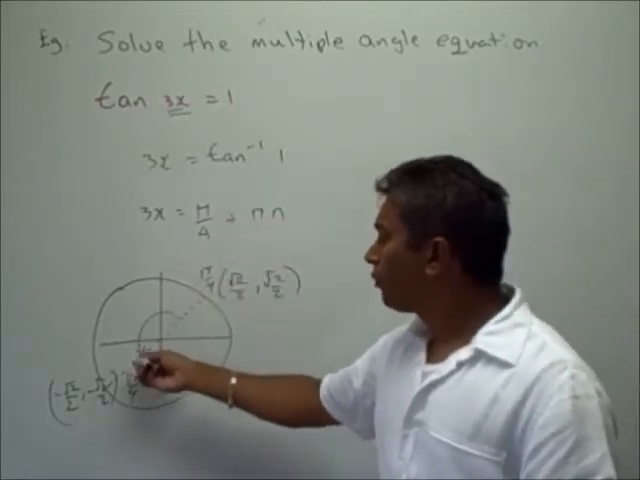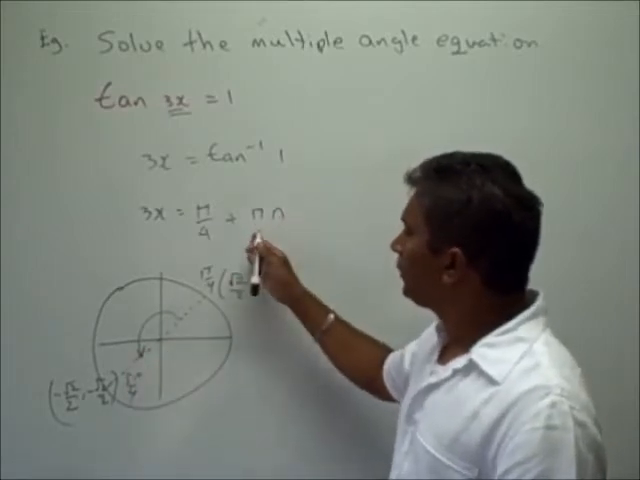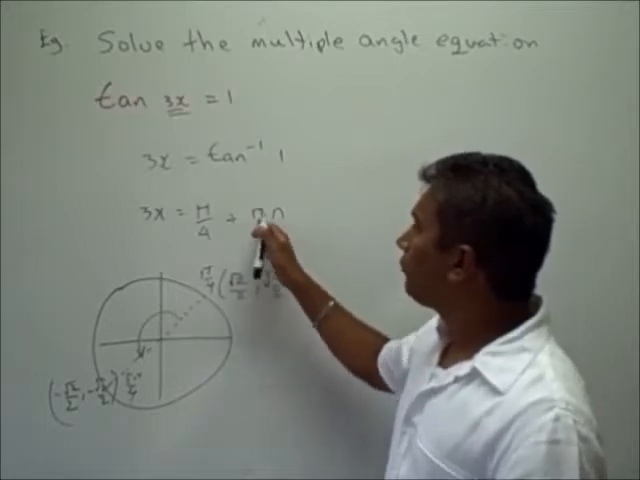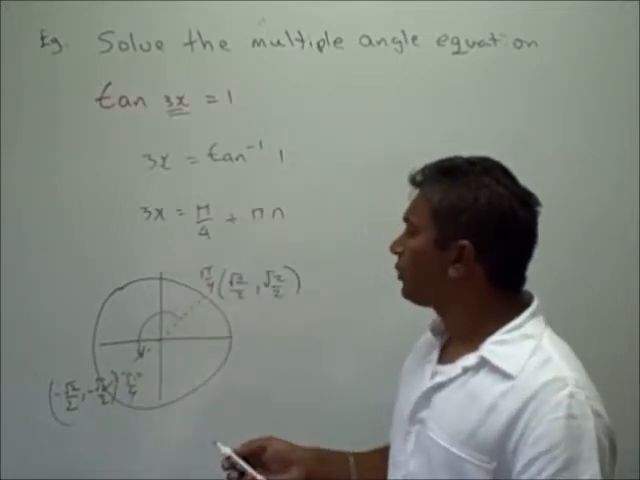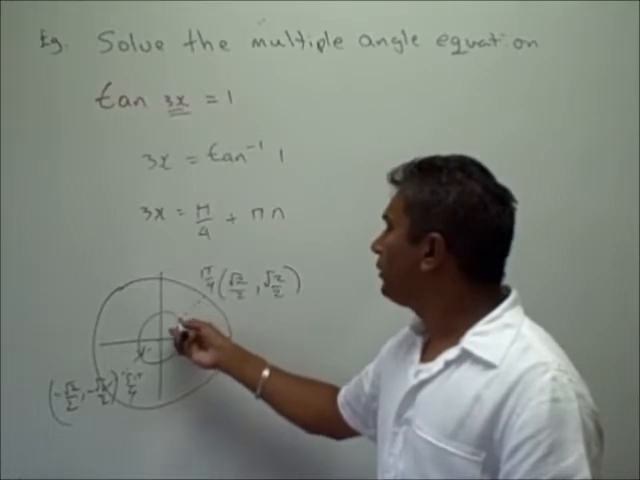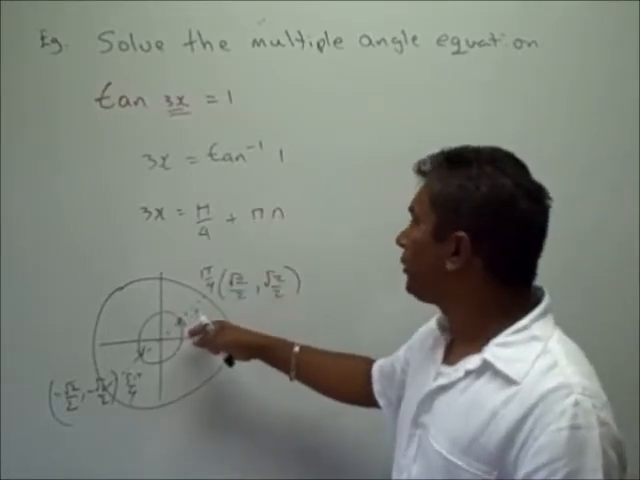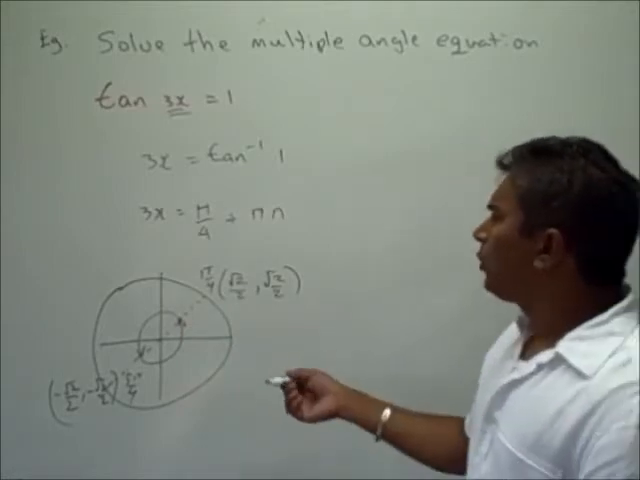And this will give us our next solution when n is equal to 1. So this becomes 1 pi, which gives us 4 pi over 4, which gives us 5 pi over 4. And if we add it, when n is equal to 2, then this becomes 2 pi, and it takes us back to here, and so on and so forth.